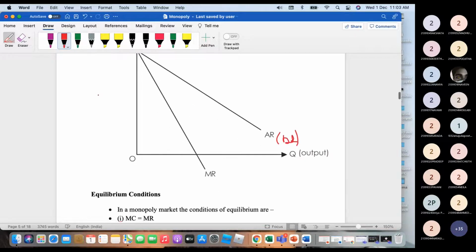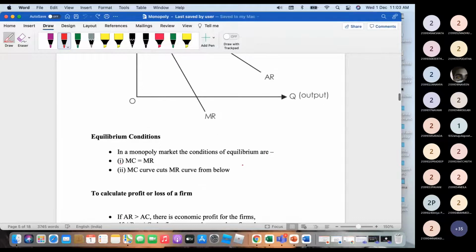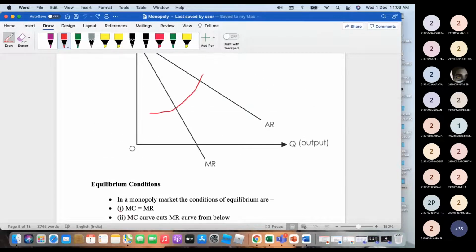So when AR is downward sloping, the MR curve will also be downward sloping. Then we had done the equilibrium condition. The equilibrium condition is where MC is equal to MR. I have told you in the previous class, when you draw your MC curve, so this is your MC curve, and where both of them meet, that is the equilibrium point. This is the point where the firm will be in equilibrium. And the second condition is that MC is cutting MR from below. So this is what you have drawn in the class also.